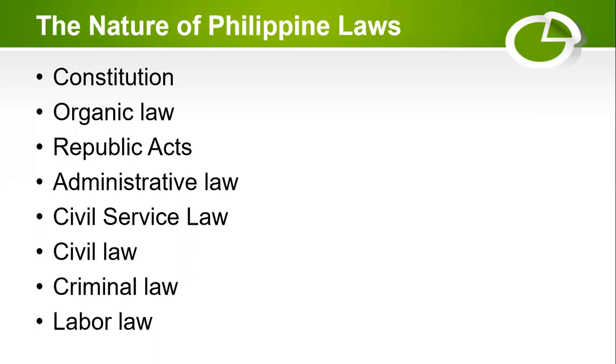Okay, so that is how we run our state. Okay? So, the organic law is the law that describes and organizes the government that will run the state. So, unsa man ang ilahang capacity, unsa man dapat nilang buhaton as a president or as a senator or as a congressman. So, mao na siya ang organic law.